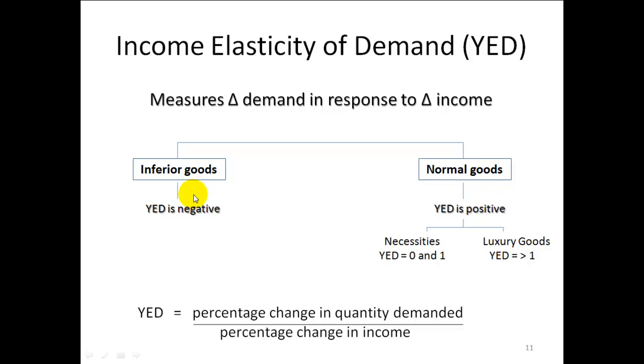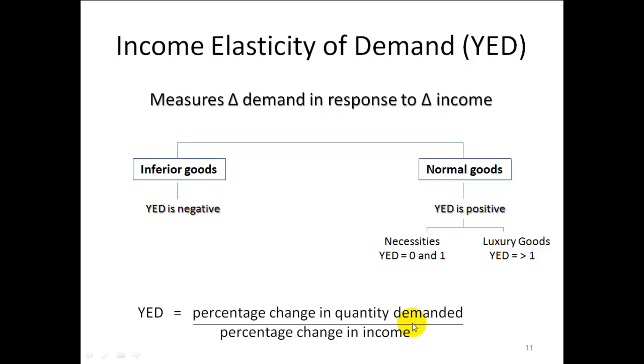An inferior good is a good where the income elasticity of demand is negative. What does that mean? That means that as your income goes up, the quantity demanded goes down. An example might be public transportation. When you don't earn much money, you might rely heavily on public transportation. But as your income goes up, you might buy your own motorcycle or your own car, and your demand for public transportation will go down. So in this example, public transportation is an inferior good.